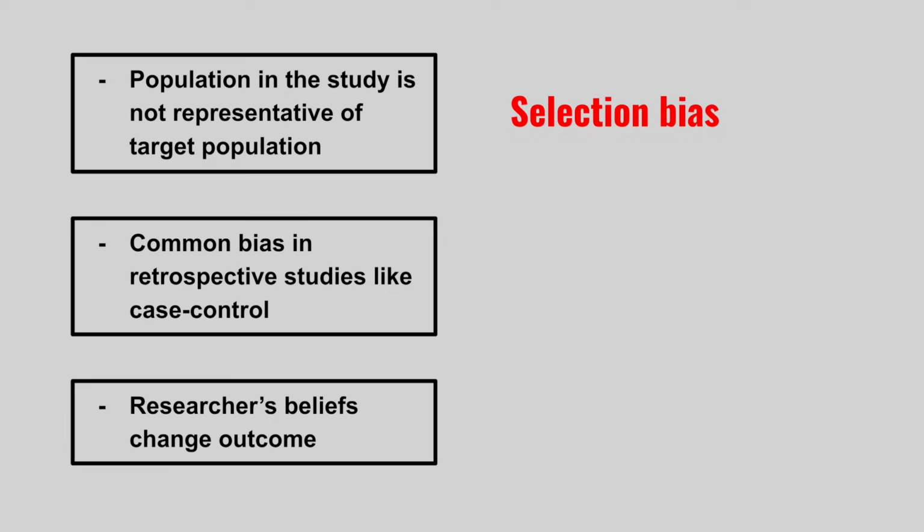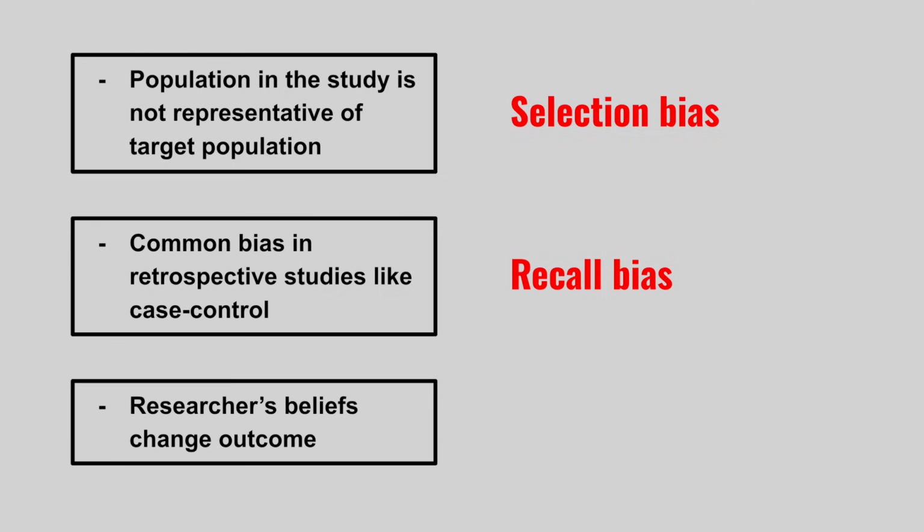Next, we have a common bias in retrospective studies like case controls. This is recall bias. And remember here, awareness of the disorder alters the recall of the subjects. And so in case controls and cohorts, a lot of the time recall bias can affect the study.